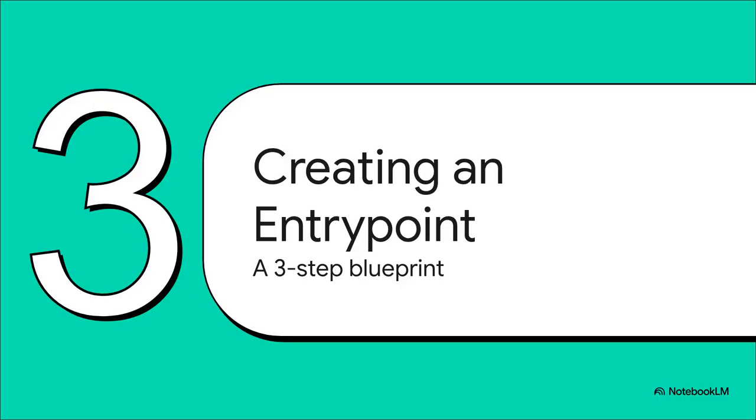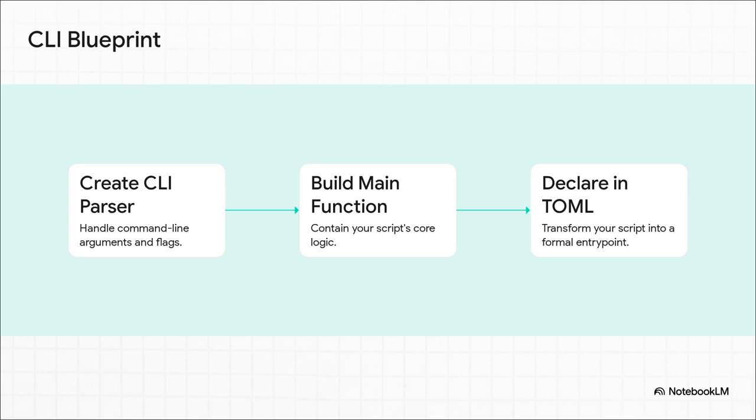Okay, time to get our hands dirty. Now, I know this might sound a little intimidating, but I promise you, creating an entry point is surprisingly simple. It's really just a 3-step blueprint to build a professional command line interface. Let's walk through it. Here it is, the whole process in a nutshell. 1, you set up a parser to handle your command line inputs. 2, you wrap your main logic in a neat little function. And 3, you make one simple declaration in your project's config file. That's literally it. Let's break down each step.